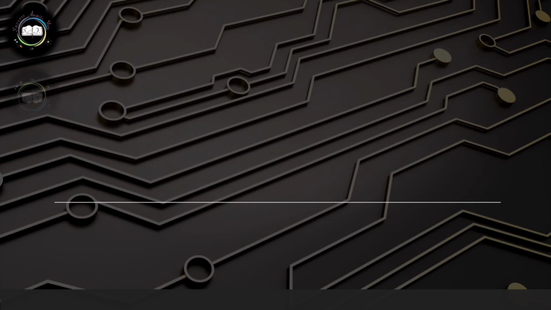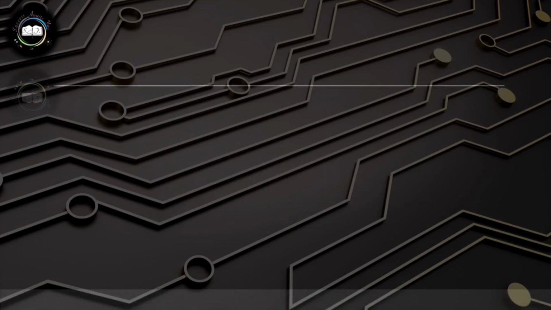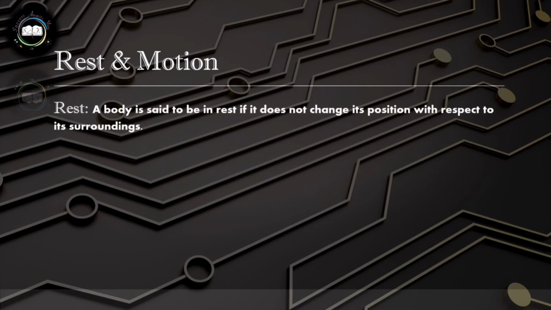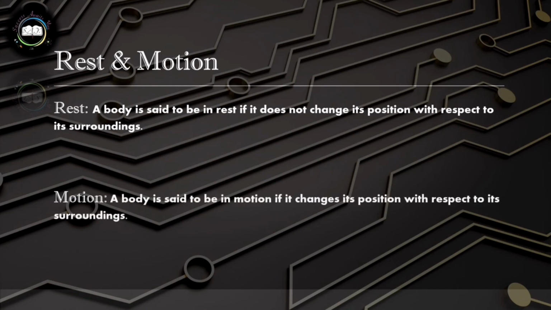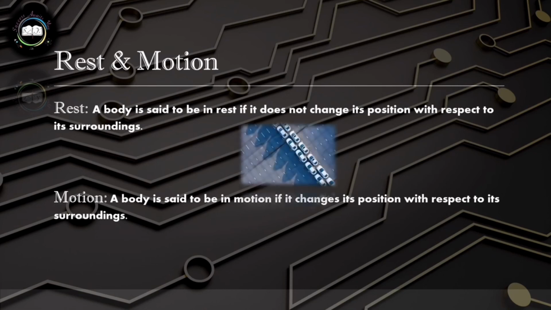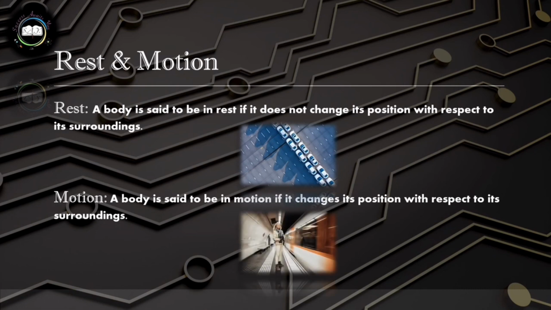Now moving on to our second topic, which is motion. An object is said to be at rest if it does not change its position with respect to its surroundings with time. The examples of rest include stopped cars, sitting, standing, fixed clock, etc. An object is said to be in motion if the position changes with respect to its surroundings and time. The examples of motion include running, moving vehicles, swimming, etc.